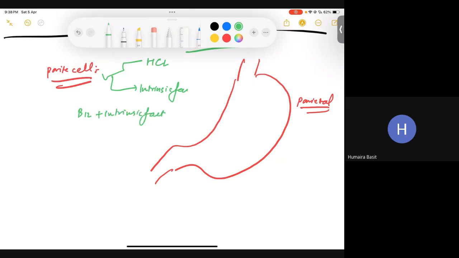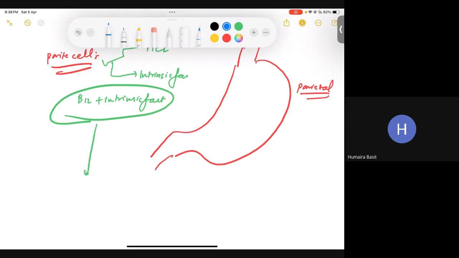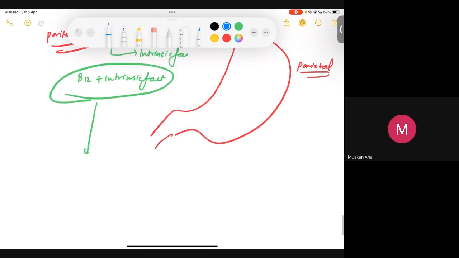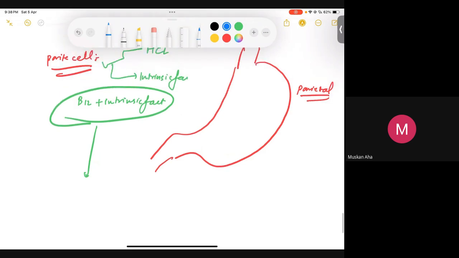It is required for B12 uptake in the ileum. Perfect. So for the reabsorption of vitamin B12 in the ileum, we need intrinsic factor to be there, right? Without intrinsic factor, our ileum cannot absorb vitamin B12. Is it clear? So it means that the intrinsic factor comes from your parietal cells.